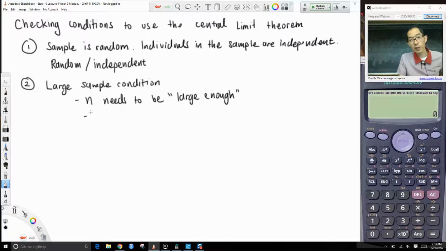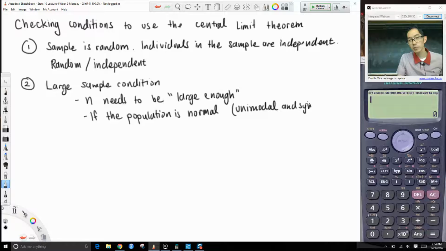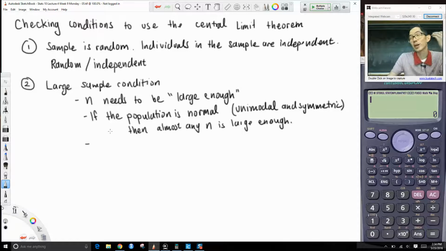If the population is normal, or at least unimodal and symmetric, then almost any n is large enough. If the population is normal, really you can have n as small as 1 or 2. If it's just unimodal and symmetric, but not perfectly normal, then maybe you need samples of size 5 or something like that.